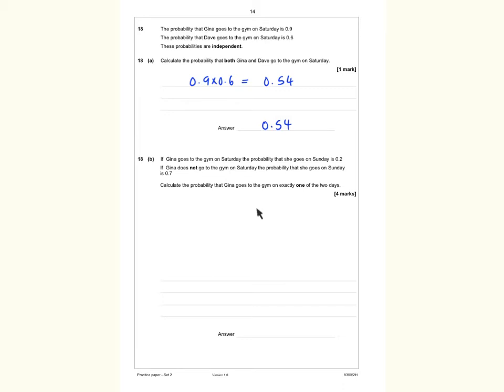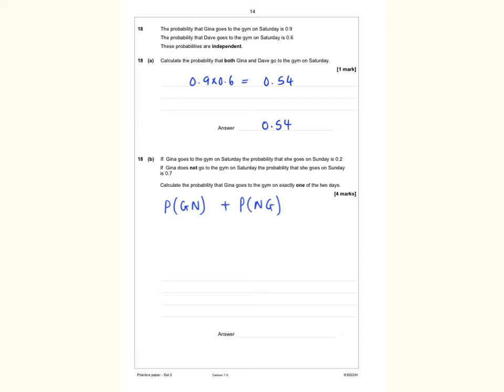Now they've given us space here to draw a tree diagram, but we don't need to do that. We can think about the combinations that we're looking for. So we're looking for the probability that Gina goes to the gym on Saturday and does not go on Sunday, add to that the probability that she doesn't go on Saturday and she goes on Sunday. If you draw the tree diagram, there'll be 2 branches that take you like that, and it does make it easier for you to see all the probabilities and calculate this correctly. But you don't need to. If you want to do it like this, you can as well. So the probability that she goes on Saturday is 0.9.